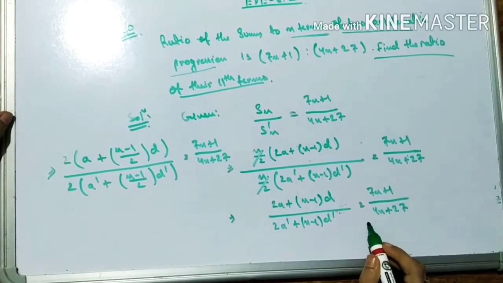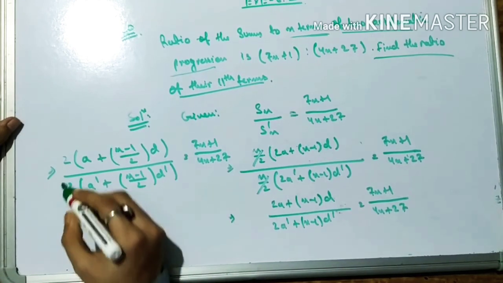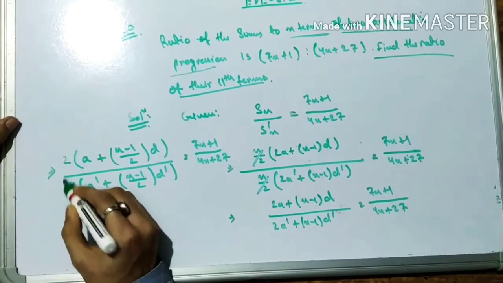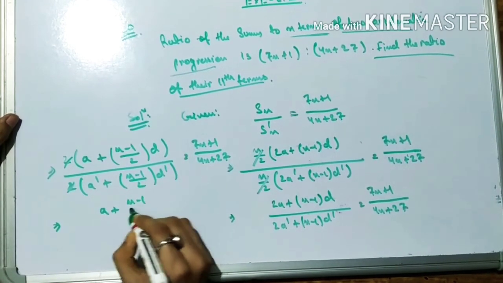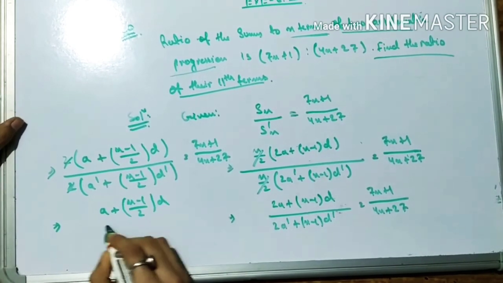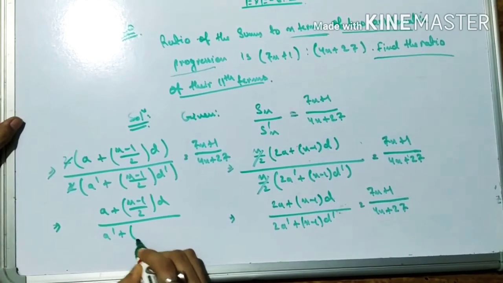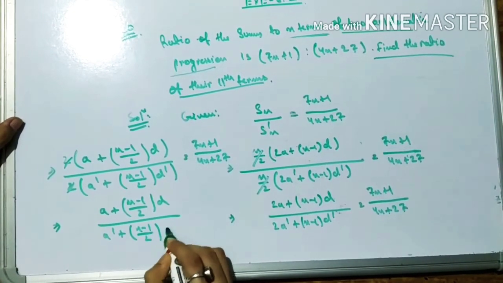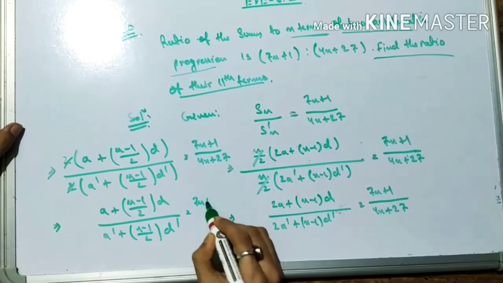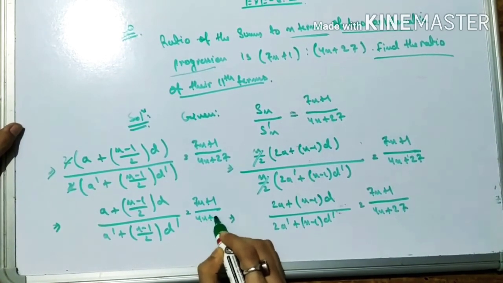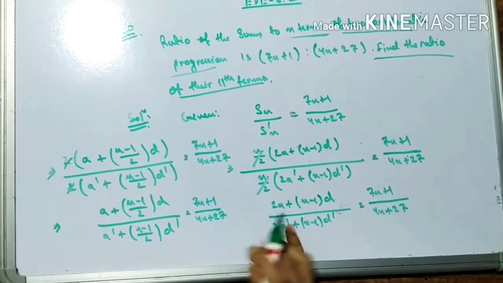Understand? Okay, so in here what I will get, you see 2 cut. Ultimately I will get (a + (n-1)/2 d) / (a' + (n-1)/2 d') is equal to (7n + 1) / (4n + 27).